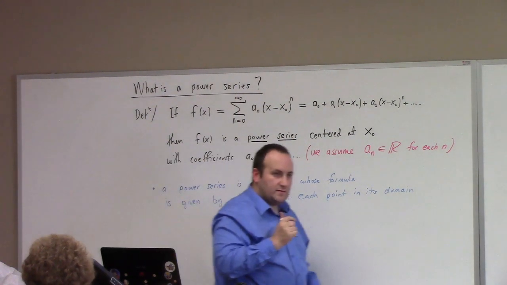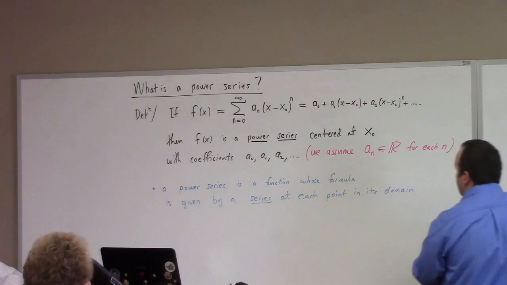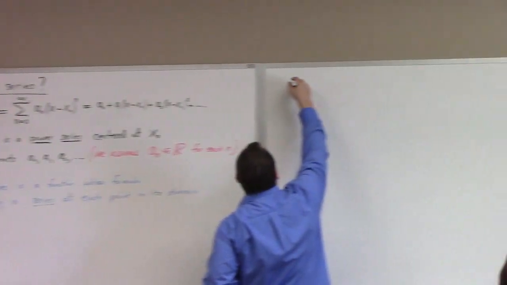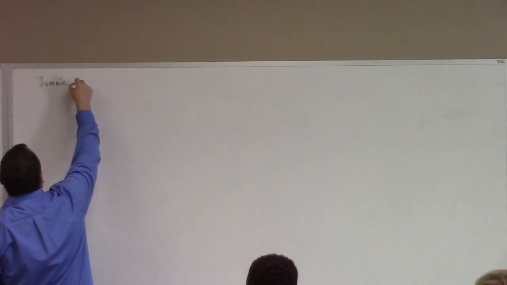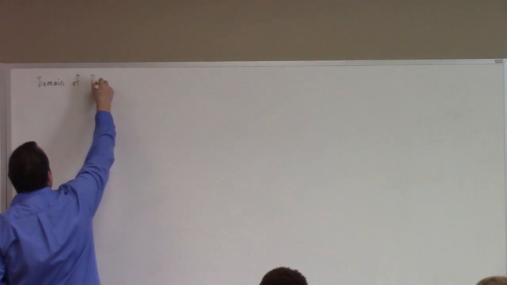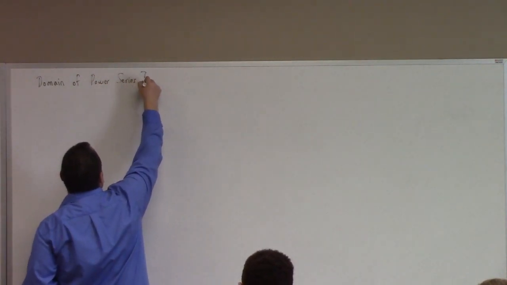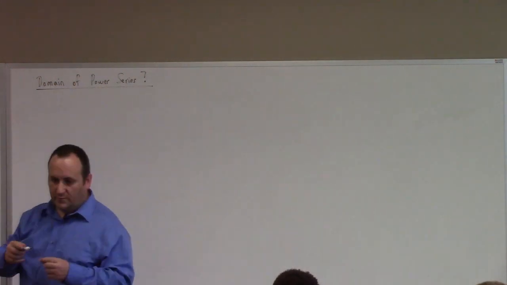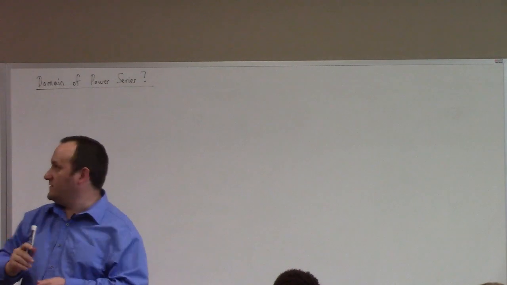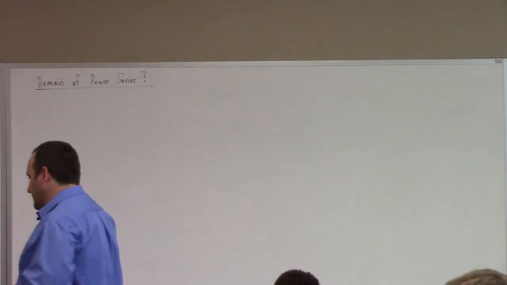So can you tell me what point is always in the domain? What does the domain of a power series look like? What's one point you can tell me is always in it? So let's continue to refer to the one in the definition. Oh well, I tried.